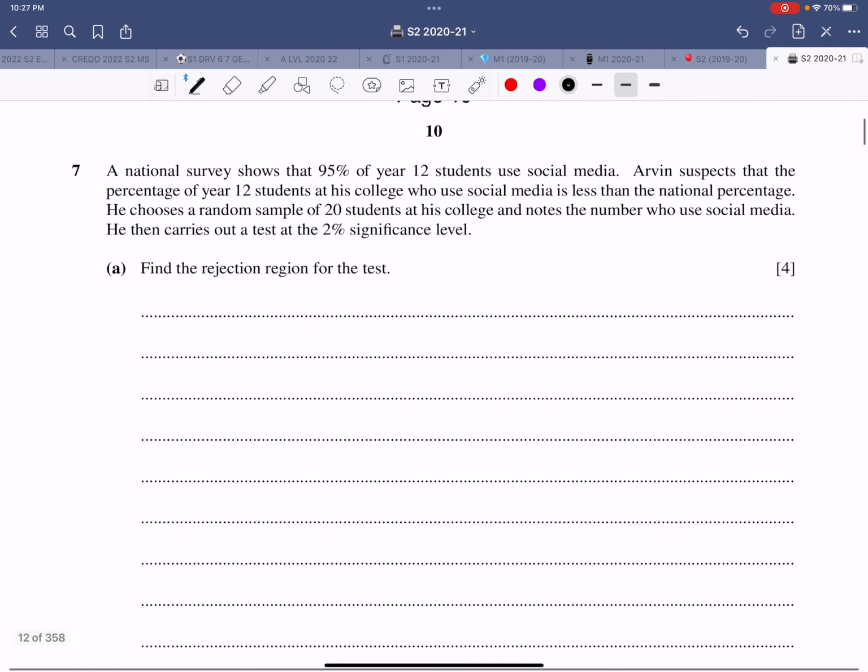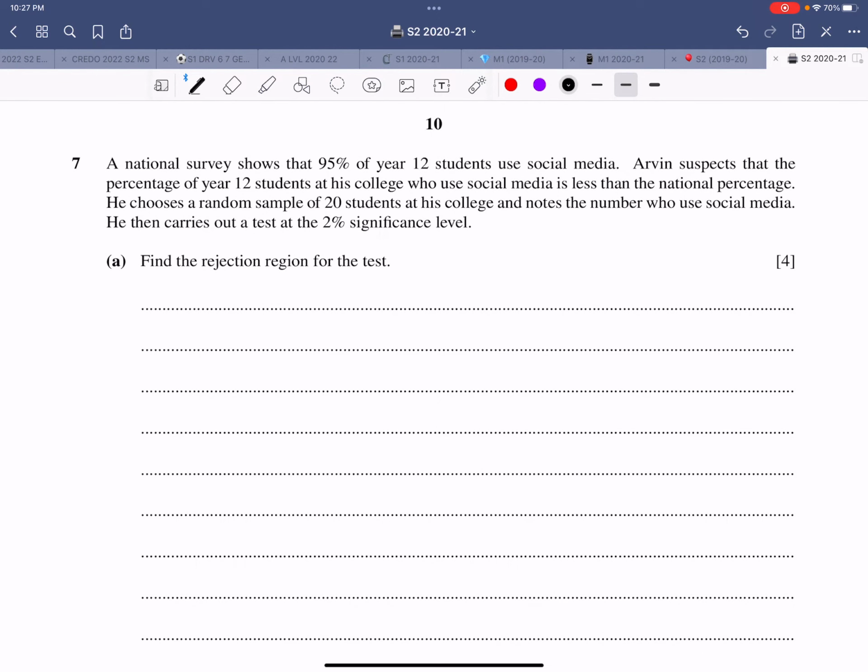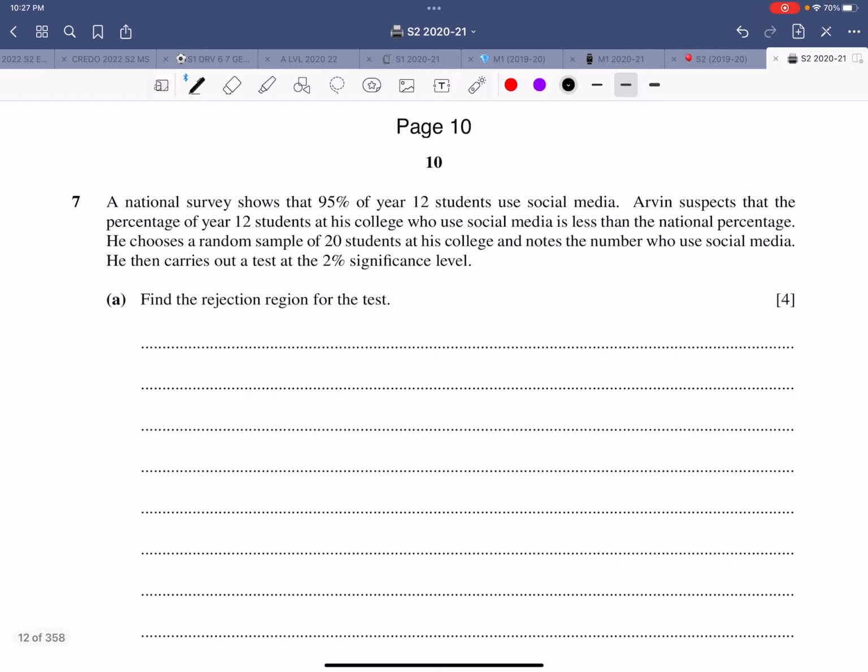Now in this paper, there is one question, and of course it is the last one, that is slightly tricky. In this question, we have to think a little bit outside of the box. So let's first read the question. A national survey shows that 95% of year 12 students use social media. Arvind suspects, the question is always based upon a suspicion, that the percentage of year 12 students at his college is less than the national percentage. That's the national thing, and it's lesser.